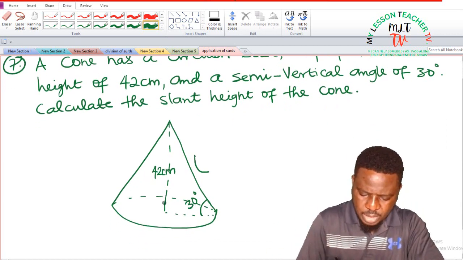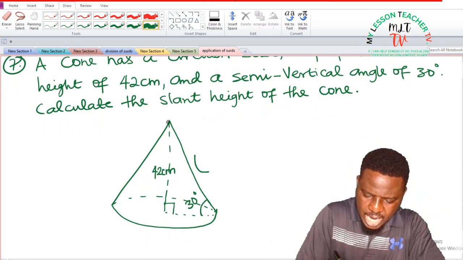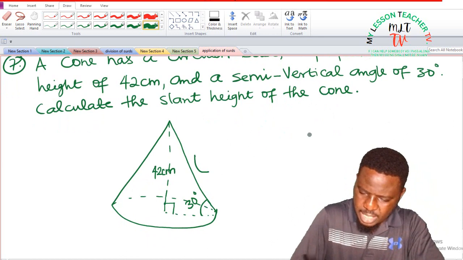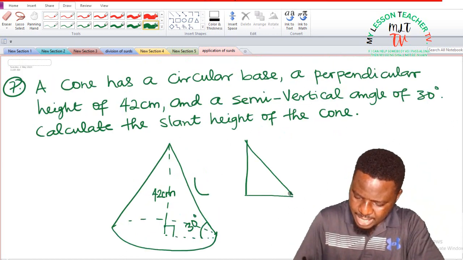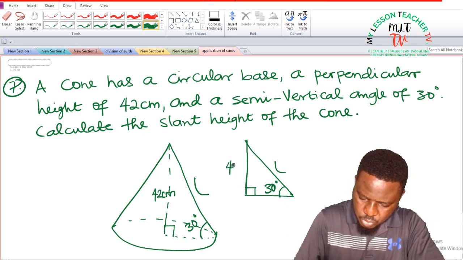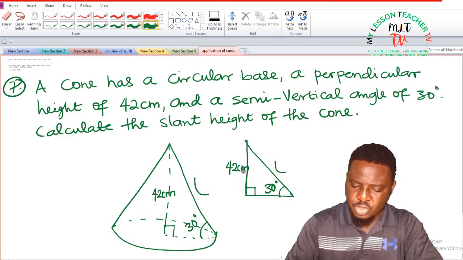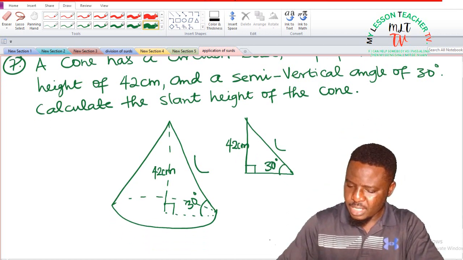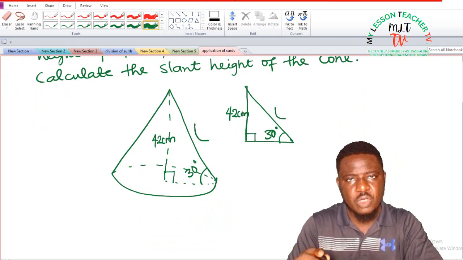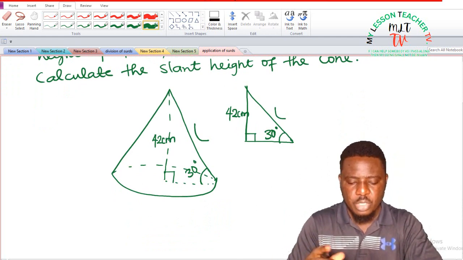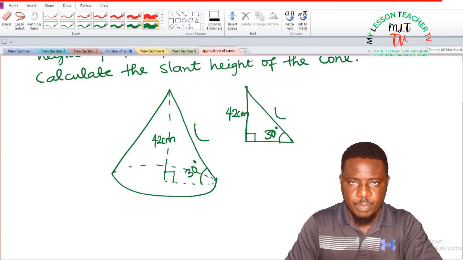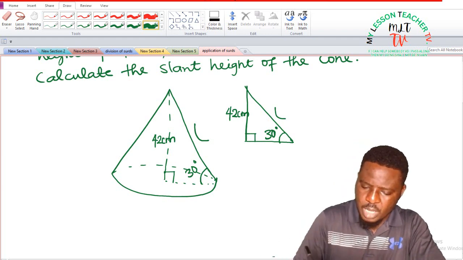So with this sketch and with what I have drawn, I can now sketch out the triangle. So this can be seen to be like this. This is the slant height, this is the angle 30 degrees, and this is the height, which we are told is 42 centimeters. Now I should calculate the slant height. You can apply trig in solving this. Just like I said, the first step in solving a problem is understanding the problem. Your ability to interpret the problem or sketch it gives you 50% of the solution.